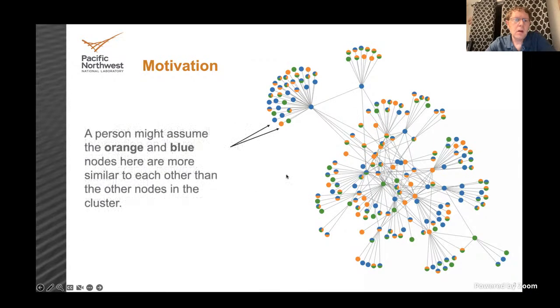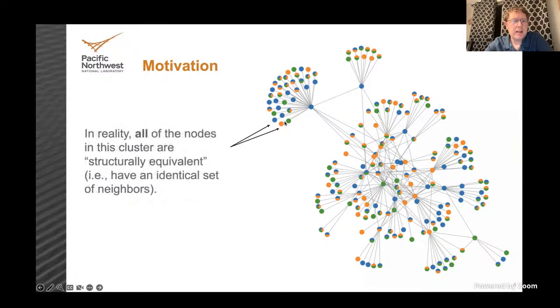For example, a user might assume that this orange and this blue node are more similar to each other than they are to the rest of the nodes in the graph. But in fact, all the nodes within this cluster are structurally equivalent. That is, they all share an identical set of neighbors. In this case, these nodes all share the same single node as a neighbor that connects them all together. So from a graph structural perspective, these two nodes are no more similar to each other than they are to any of the other nodes in this cluster.